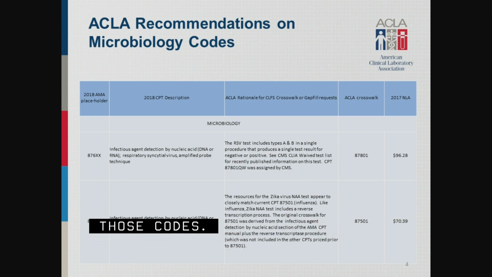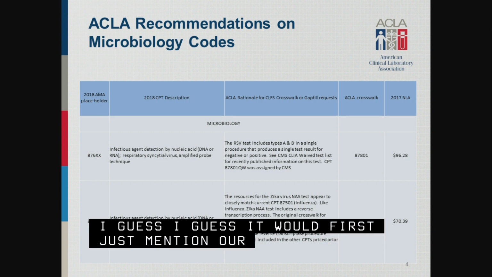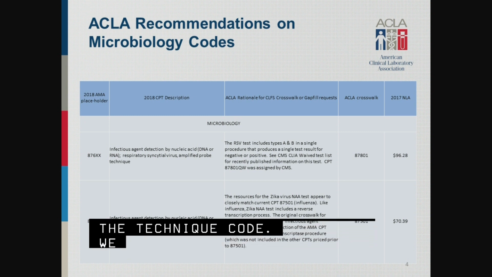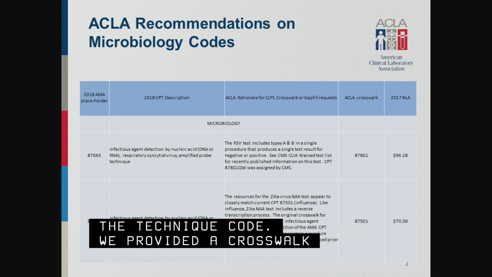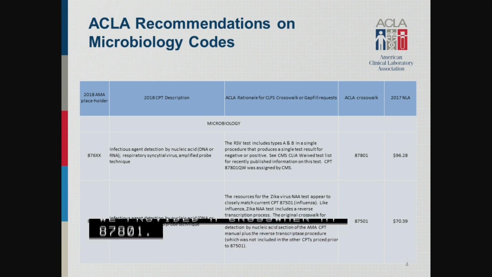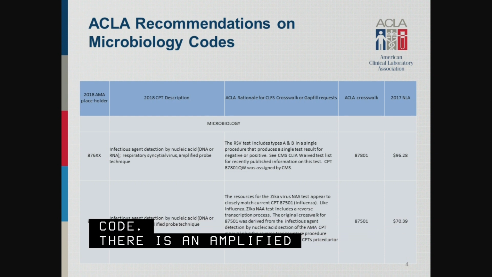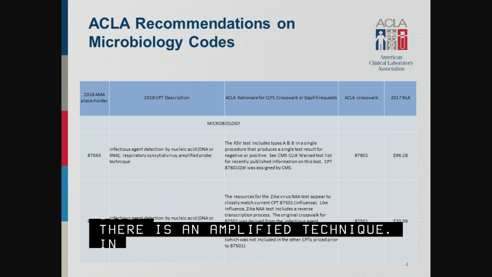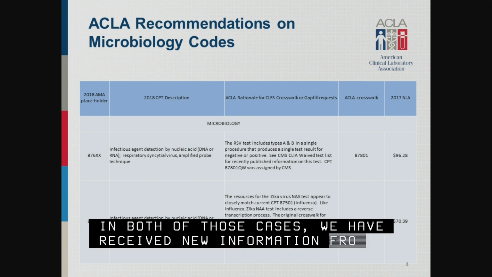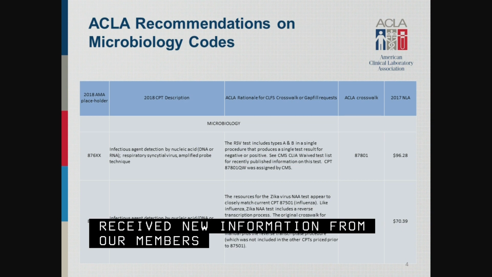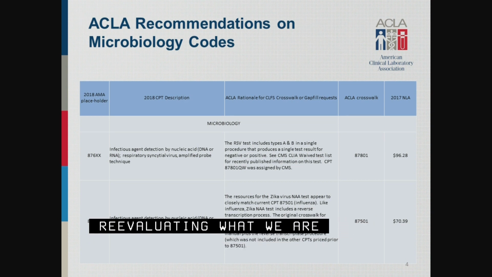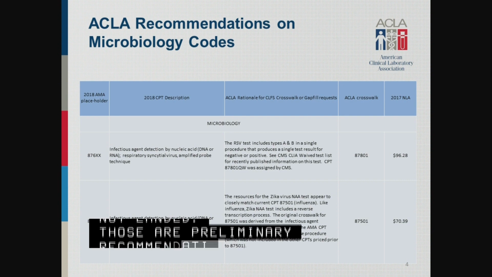I guess I'd first mention our crosswalk on the RSV amplified probe technique code. We also provided a crosswalk at 87801 and with a 2017 NLA of 9628. We're looking at the Zika virus code. There's the amplified probe technique, and then there's the IgM. In both of those cases, we've received some new information from our members, and are reevaluating what we're recommending for those. We still haven't landed. So I would look at those as maybe preliminary recommendations, but we may be modifying our recommendations on both those codes during the follow-up written comment period.